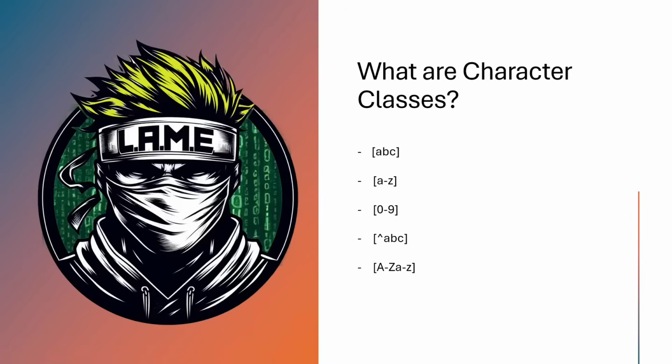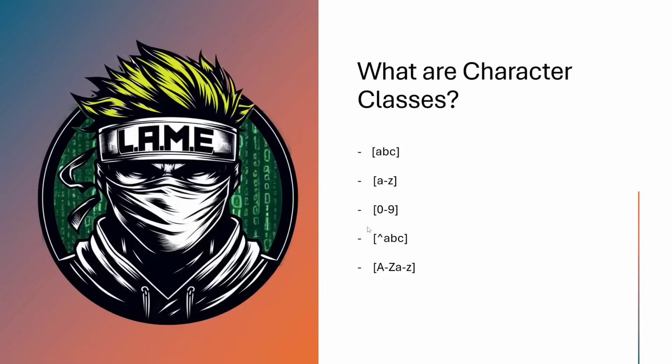Let's get started. So what are character classes? They let you define a set of characters to match in a single position. You create one with square brackets, like [abc], which means match any one of a, b, or c. You can also use ranges inside character classes. For example, [a-z] matches any lowercase letter from a to z, and [0-9] matches any digit, yep, that's the same as \d from last episode.